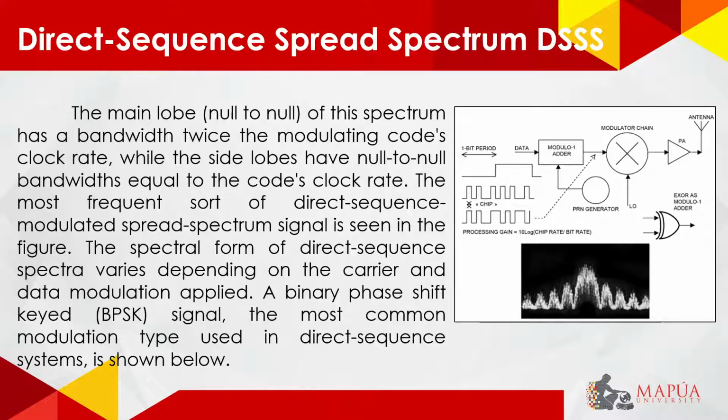The most frequent sort of direct sequence modulated spread spectrum signal is seen in the figure. The spectral form of direct sequence spectra varies depending on the carrier and data modulation applied. So we can see this illustration here on the right for DSSS.